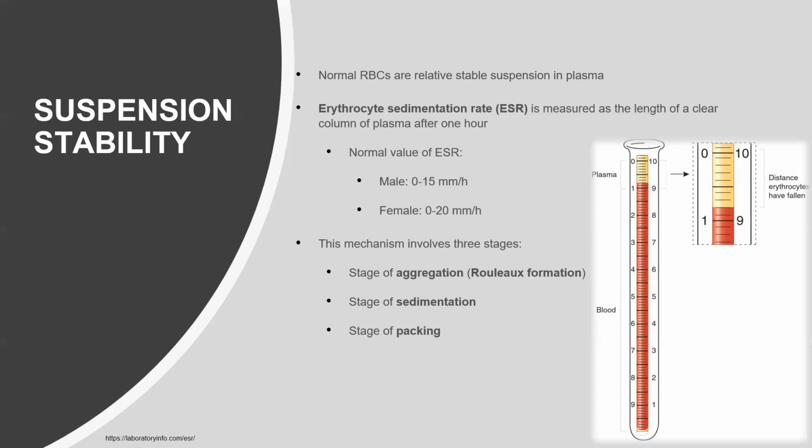Then we have the stage of sedimentation. It's the stage of actual falling of RBCs. And the last one is the stage of packing. This is the final stage and is also known as a stationary phase. In this stage, there is a slower rate of falling, during which packing of sedimented RBCs in the column occurs due to overcrowding, right?